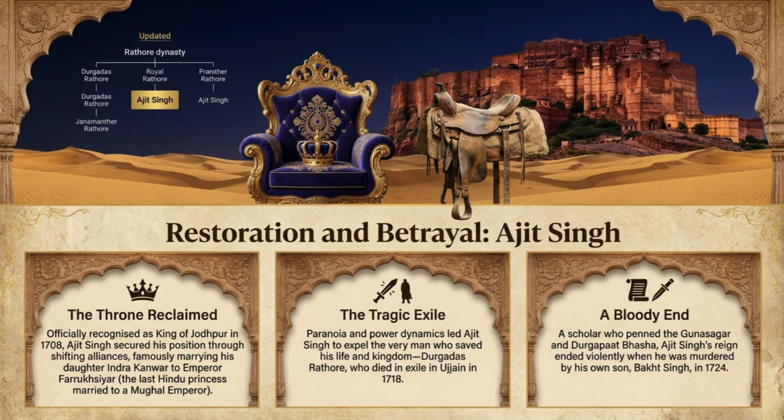However, paranoia and complex power dynamics led to a tragic exile. Ajit Singh expelled the very man who saved his life and kingdom, Durgadas Rathore, who died in exile in Ujjain in 1718. Ajit Singh himself was a scholar who penned the Gunasagar and Durgapad Bhasha, yet his reign met a bloody end when he was murdered by his own son, Bakht Singh, in 1724.